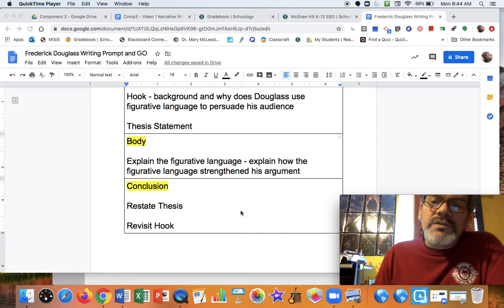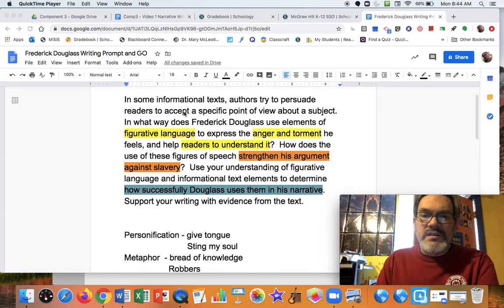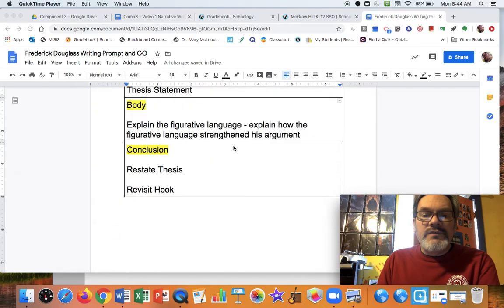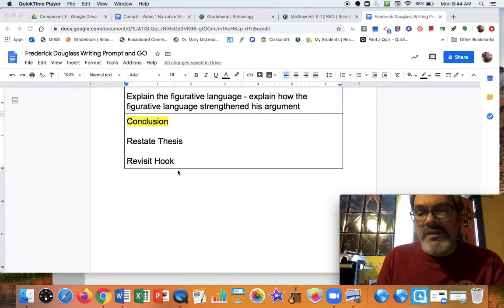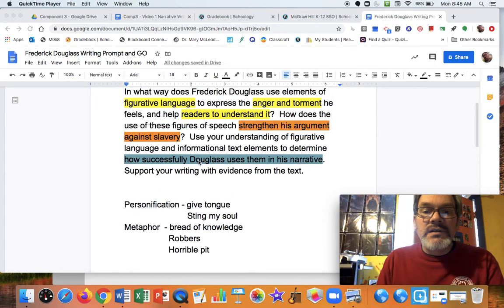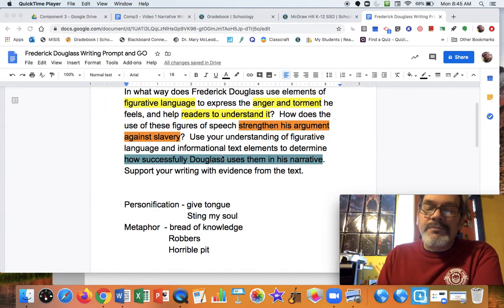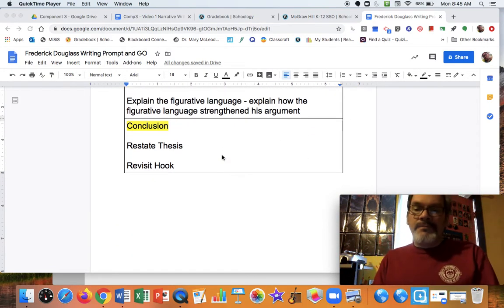And then finally, let's go to the conclusion. So you're going to restate your thesis. So you're going to restate these ideas here, but you just change the order of the words. And finally, for the conclusion, in the hook, you talked about the figurative language and you gave the background of it. So now you're moving forward by talking about how Douglass used those pieces of figurative language successfully in his narrative. How does using those pieces of figurative language make his narrative successful?